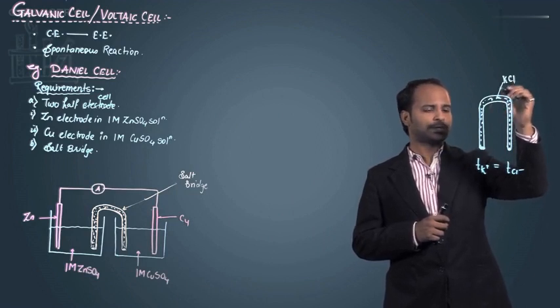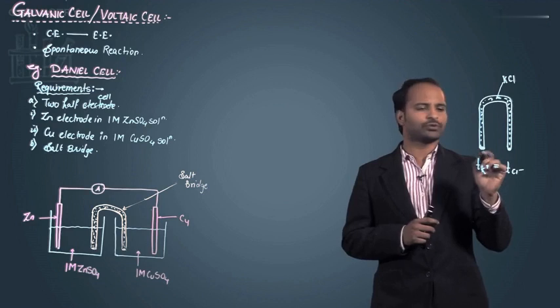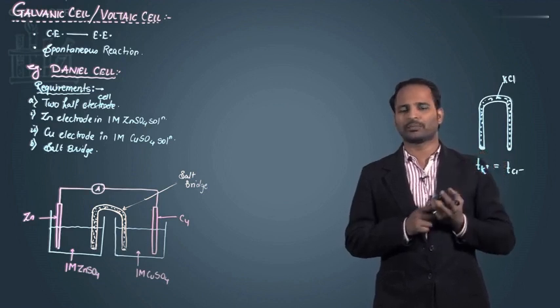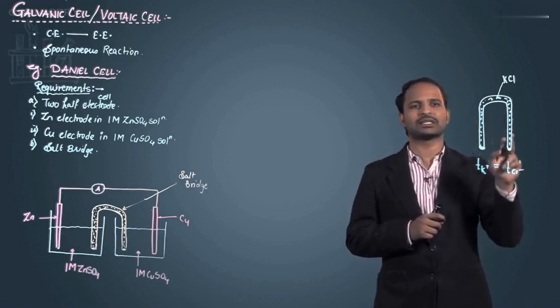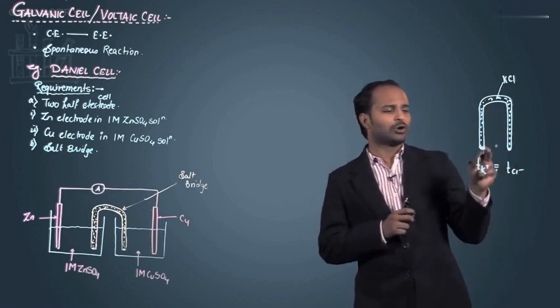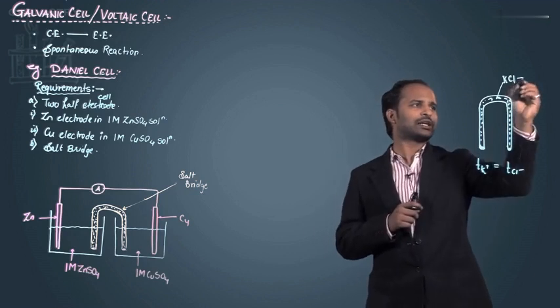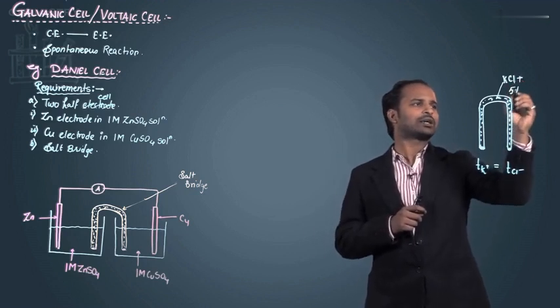Now, this salt bridge, how is it formed? It's an inverted U-shaped glass tube. In this, we take molten KCl. That molten KCl is added into this U-shaped glass. In addition to the molten KCl, that means this electrolyte, we add some agar-agar gel.